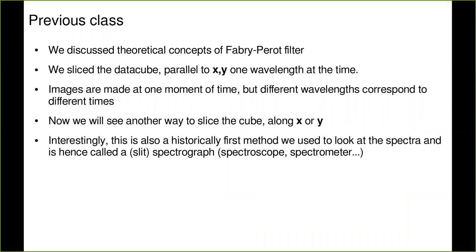Because if I asked you to separate the image into colors, you would say, okay, let's put a filter that only transmits this color, and then this color, and then this color, and so on. Somehow to a complete novice in astrophysics, that is the more natural thing to do, I presume. But actually, historically, that's not what people did. People performed spectroscopy or spectrometry or spectrography in a different way.